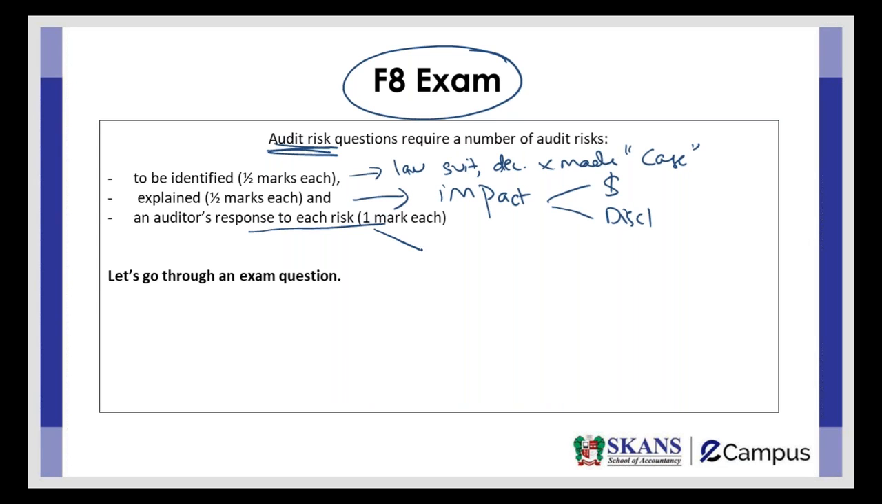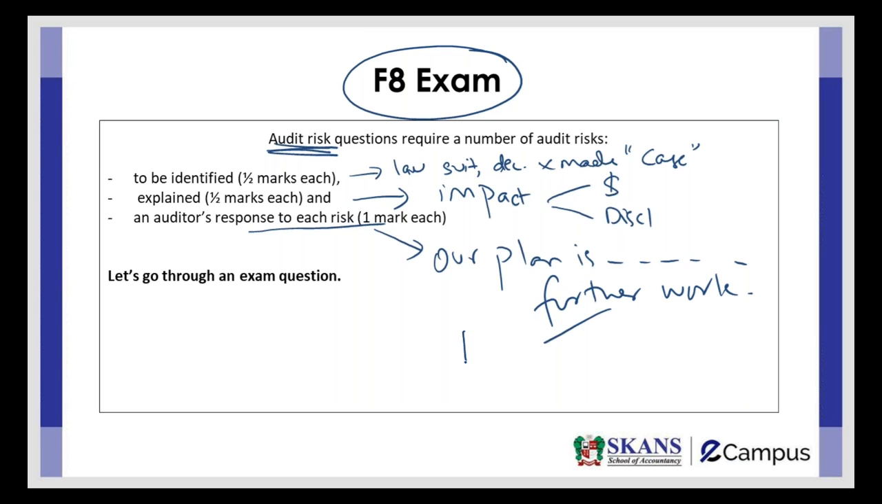And then 1 mark for saying, oh, our plan is that this is what I'm going to do. So the further work that you're going to do, that's 1 more mark. Remember, this further work could be, I will test the control. The further work a lot of times is, this is the procedure I'll take, or sometimes it would be, this is what I'll do at the review stage.